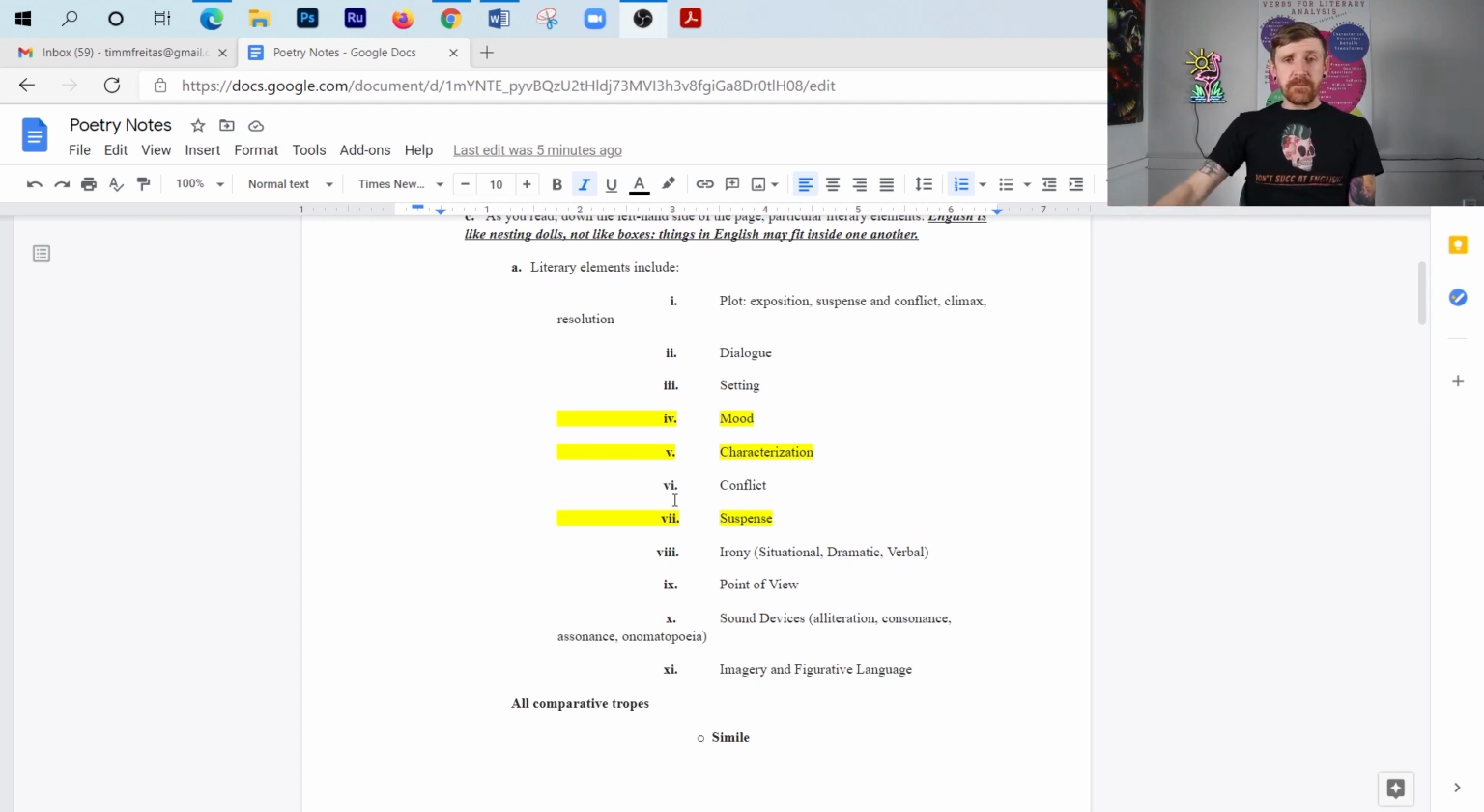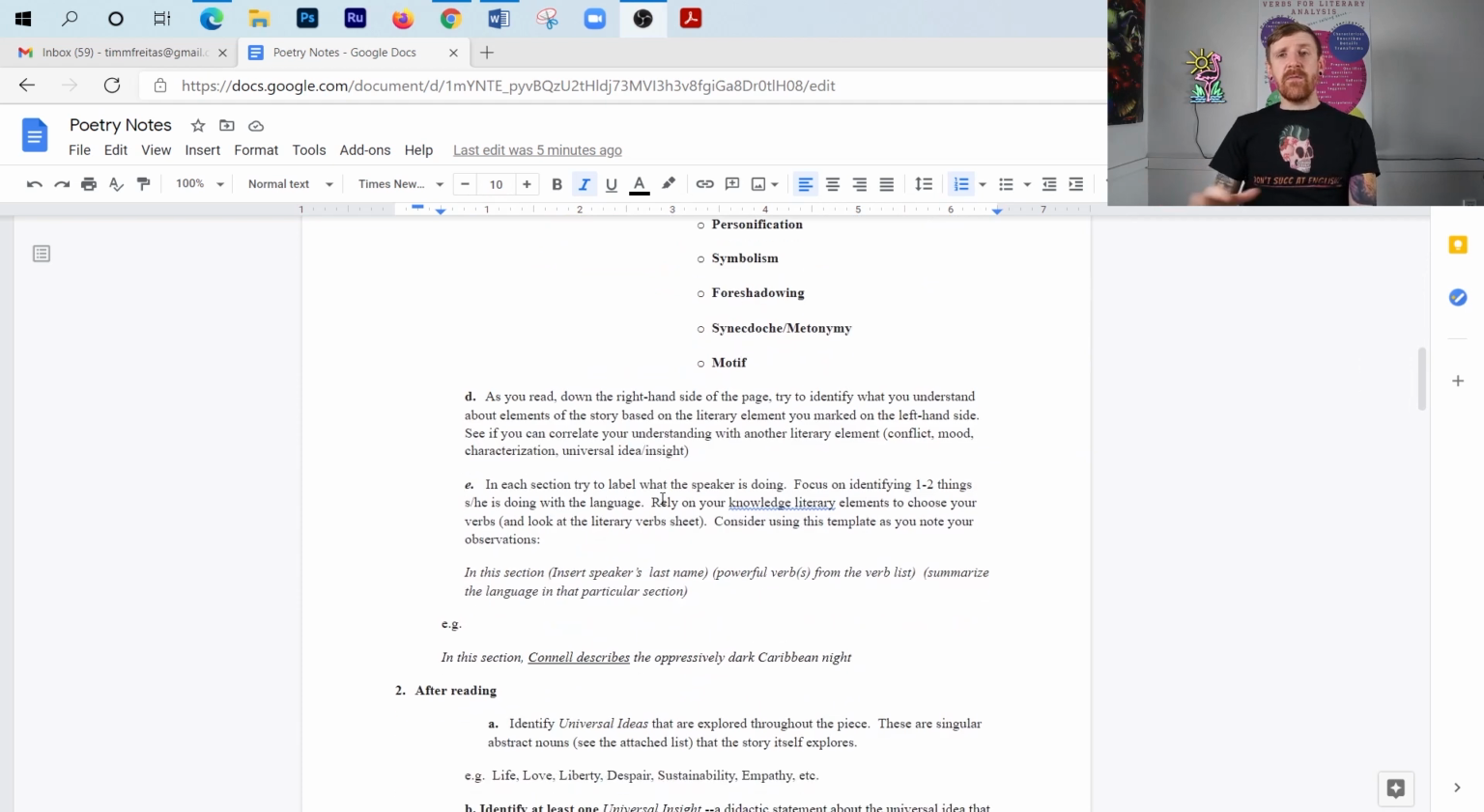But anyway, down the right-hand side, we're going to say, okay, based on my understanding of the lit device on this side, I'm going to have my students ask the question: if I look at the setting that I annotated here, what can I now understand about the conflict, other elements of the plot, the mood, the characterization of a character, or a universal idea or insight? And we can even throw tone in there as well. And that's what they're going to label on the right-hand side.